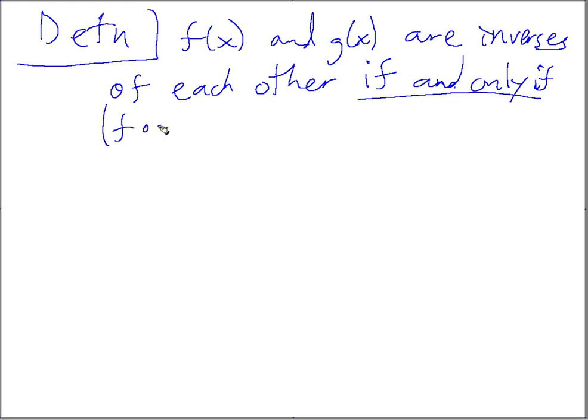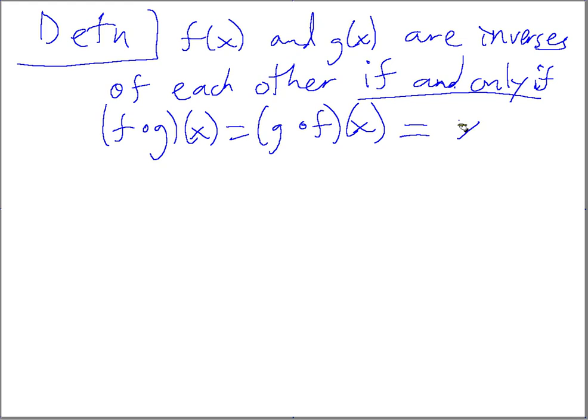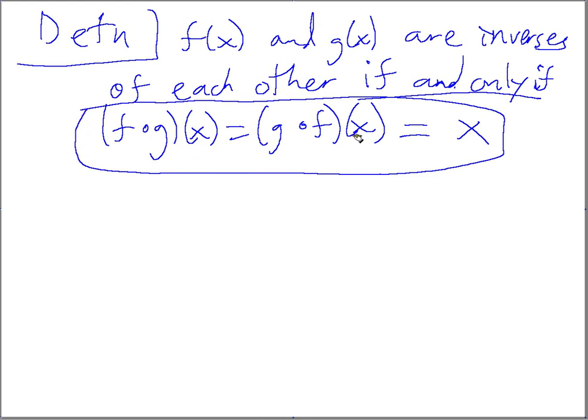So f of g of x has to be equal to g of f of x, so the two composite functions have to be equal. If you plug one into the other, and vice versa, in general they're not equal. But if they are inverses, they will be equal to each other. And not only that, they could be equal to each other and not be inverses; I'll give you an example of that in a moment. But their composites have to be equal to x. This is a key definition right here. The two composites have to be equal to x.